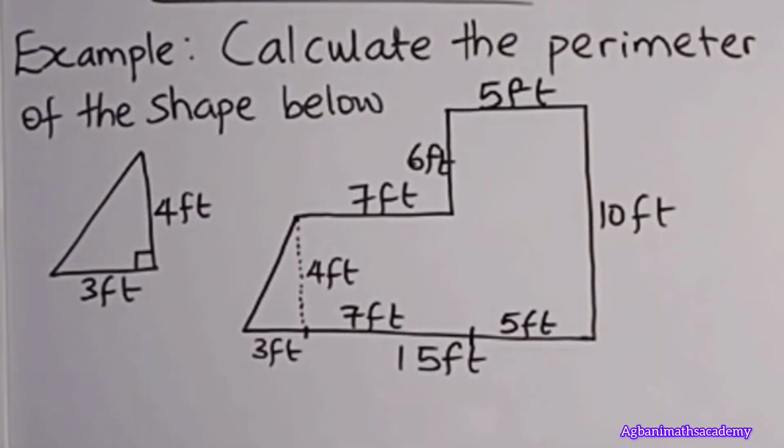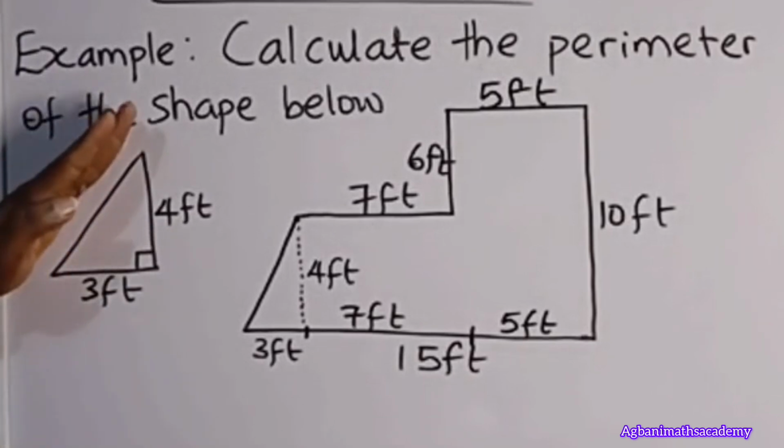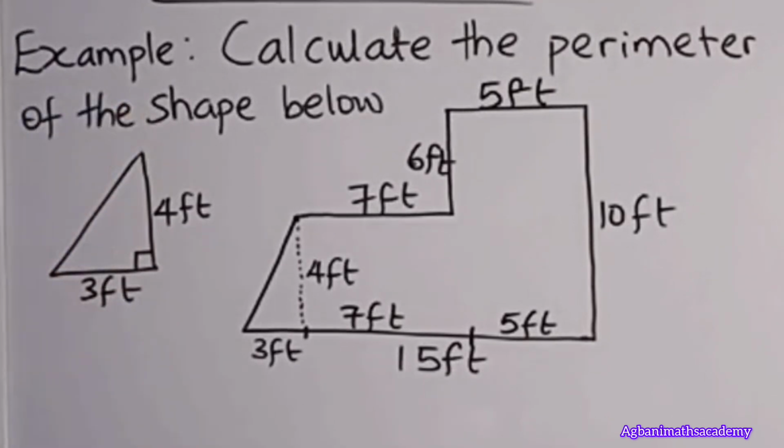So we can now use Pythagoras theorem to solve for this slant height. Remember, when you know two sides of a right angle triangle, you can use Pythagoras theorem to find the missing side. If you want to learn more about Pythagoras theorem, you can check out my YouTube channel. My YouTube channel has the same name, Agbani Maths Academy.